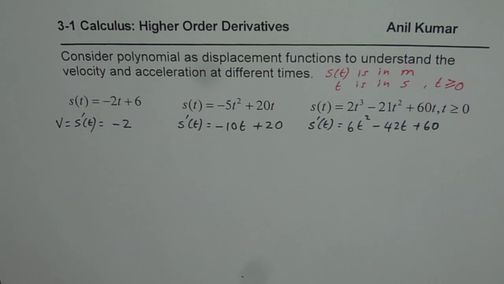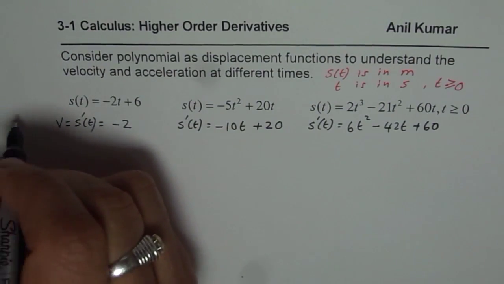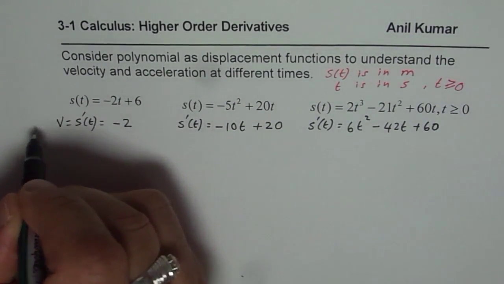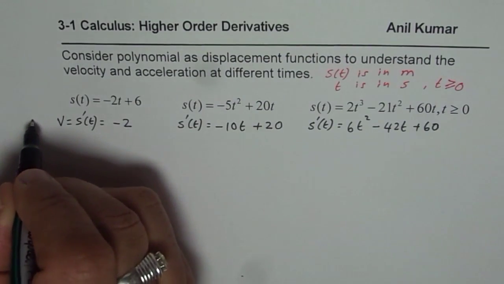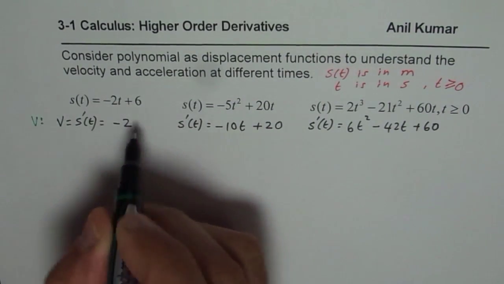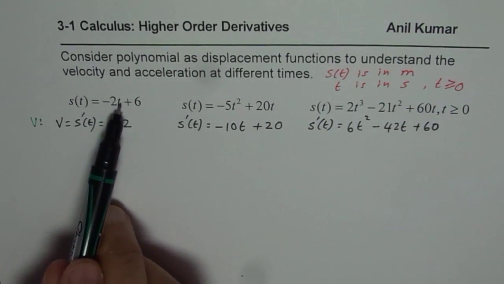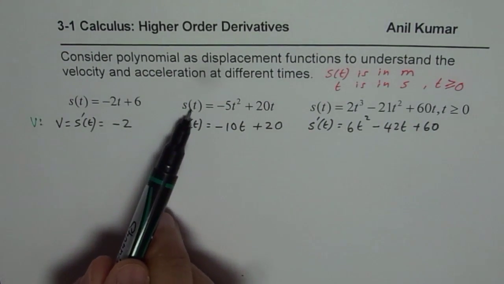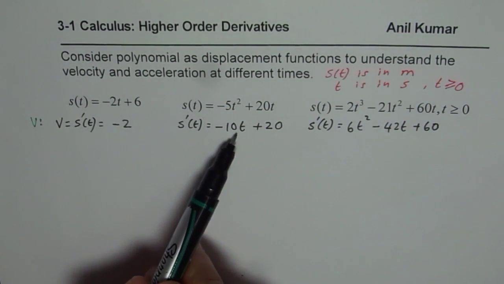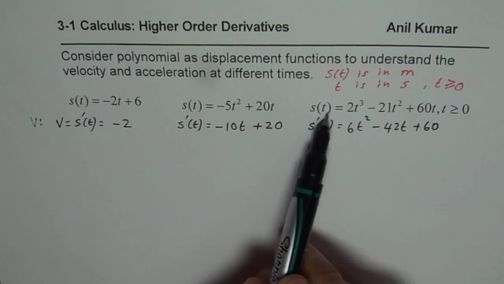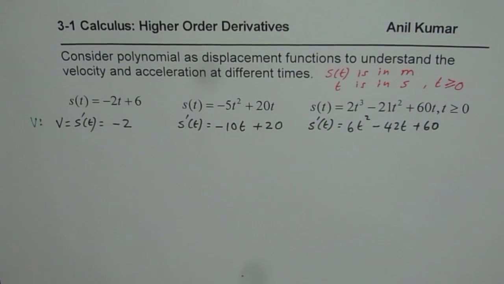So what we just investigated is the first part, which is about velocity. We see that v represents velocity. For all three, if displacement is linear, velocity is constant. If displacement is degree 2, velocity is of degree 1. If displacement is cubic, velocity is a parabola, quadratic in nature, right?